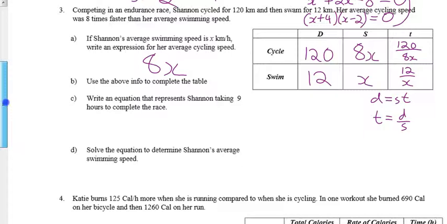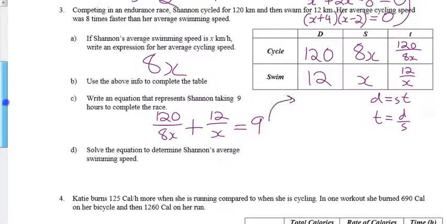So the equation we're going to get is the time that she bicycled plus the time that she swam is equal to 9 hours. Remember, in this case, time is measured in hours. Now we want to solve this equation.